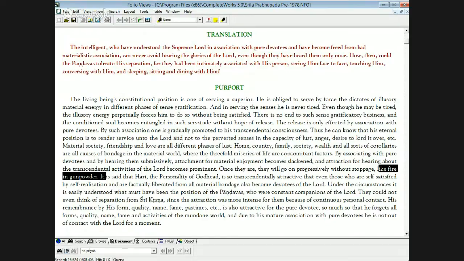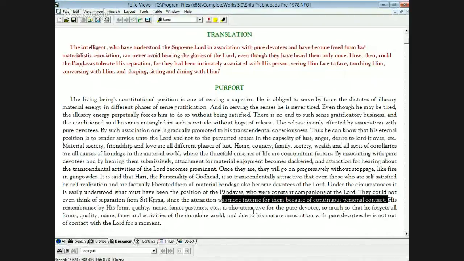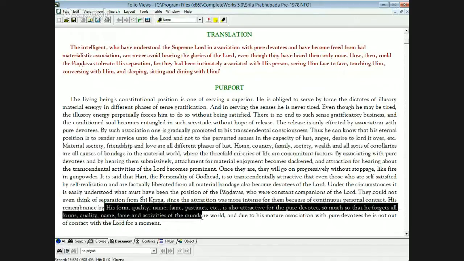And then Prabhupada says Krishna is so attractive that even after we hear about his pastimes, just like Shukadev Goswami heard about Krishna Leela and became mad after Krishna. So those people who are doing transcendental activities with the Lord, what will be their condition? Correct? Janma karma ca me divyam. You even hear about Krishna Leela, you become liberated from this world. So Prabhupada says, what will be the condition of the people who actually have pastimes with Krishna? What will be their condition? Because of continuous personal contact, the condition is different. His remembrance of form, pastime are so attractive that he forgets all the forms of this world. And due to mature association, he is not out of contact.